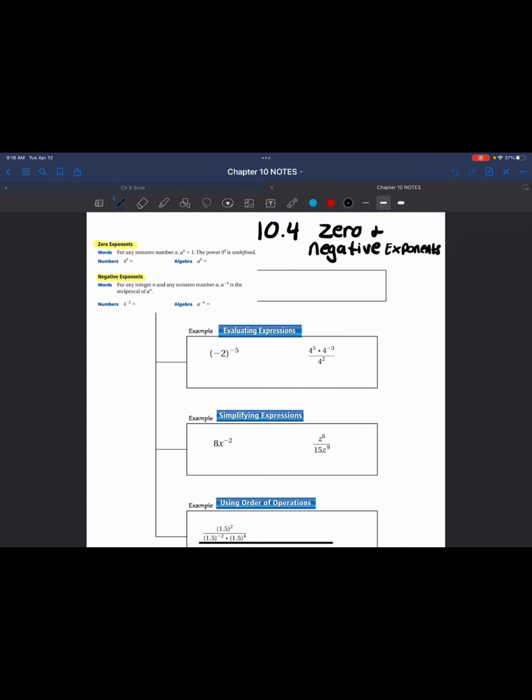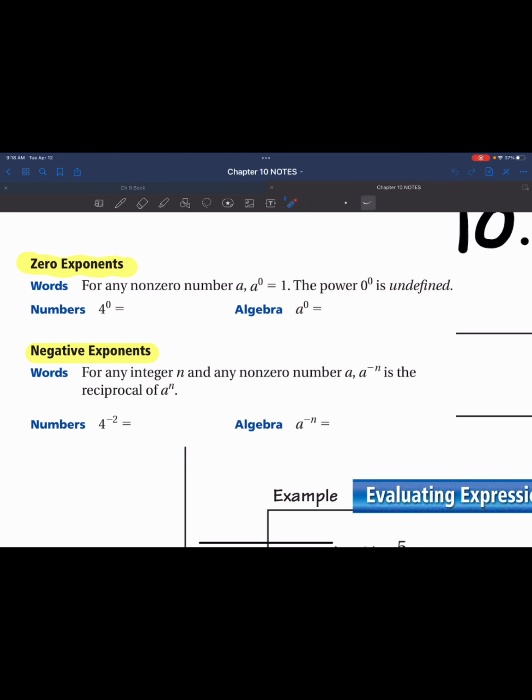For any non-zero number, like for example, the base number has to be bigger than 0. So it's got to be 1 and above, right? So anything that's not 0 for a base number, but it's raised to the 0 power, it will always equal 1. The power of 0 to the 0 is undefined. There's no such thing as 0 to the 0.